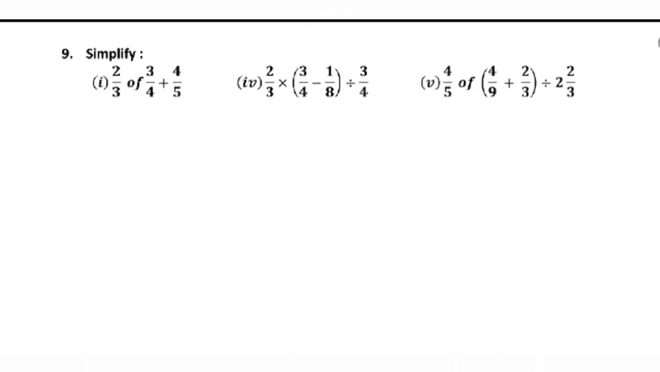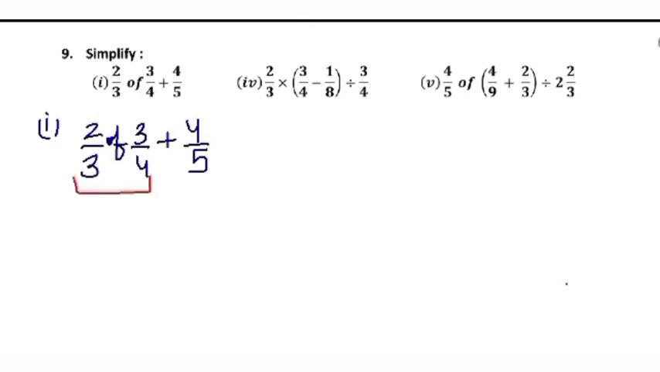Now let's start question number 9. First part is 2 upon 3 of 3 upon 4 plus 4 upon 5. As I said, according to BODMAS, firstly we will calculate 'of'. Okay. So calculate these two fractions. This 3 and this 3 both are divisible by 3. 3 1s are 3, 3 1s are 3. 2 1s are 2, 2 2s are 4. Now it becomes in numerator 1 1s are 1, upon denominator is 2, plus 4 upon 5.